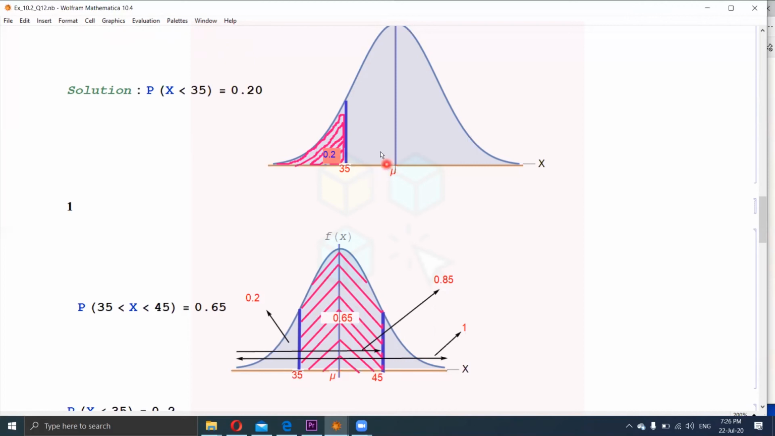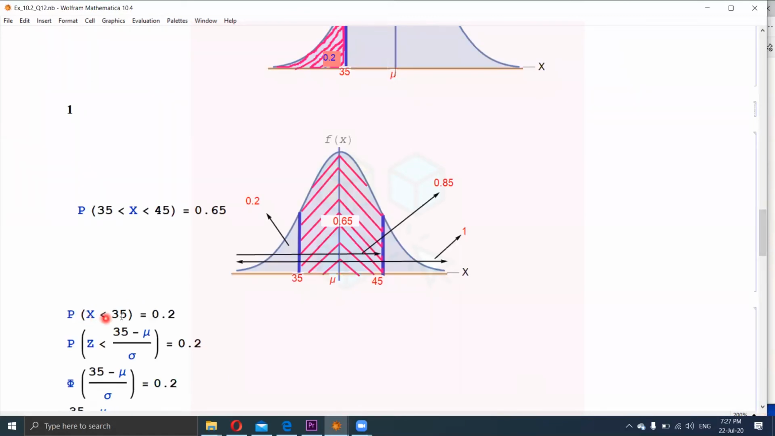In the first figure, we can observe the probability less than 35 is 0.2. So we can also write here the left tail shaded area is given as 0.2. And the total area under the point 45, starting from minus infinity to 35 it's 0.2, and 35 to 45 it's 0.65, and altogether its value is 0.85, and total area under the curve is 1. Then remaining is on the right tail, which is 0.15, which is not actually required.